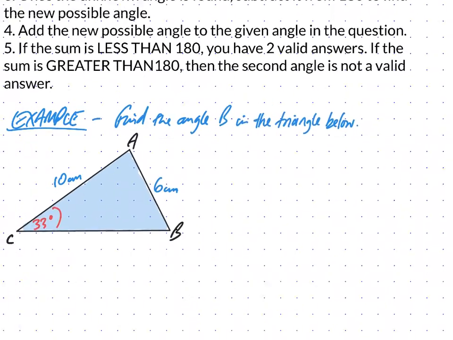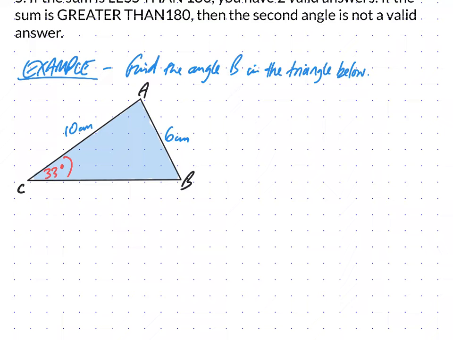So let's do an example here. Find the angle B in the triangle below. We have two given sides and the angle that we know is not between them. So we have this situation that we need to be aware of. So 6 over sine of 33 degrees is equal to 10 over sine B, which is the angle we're trying to find.